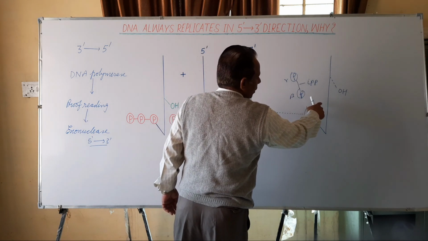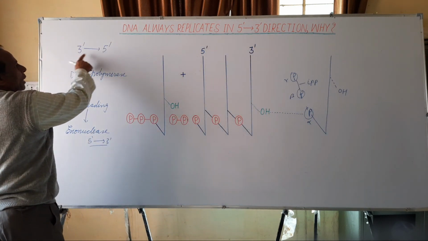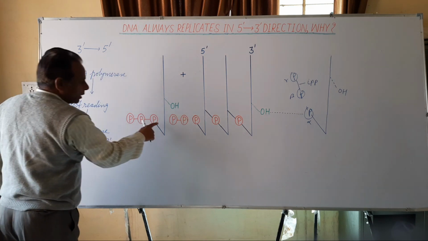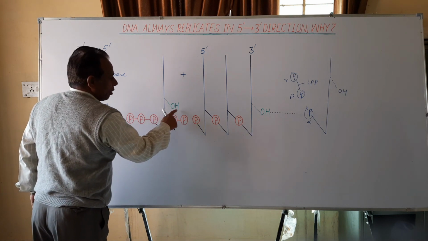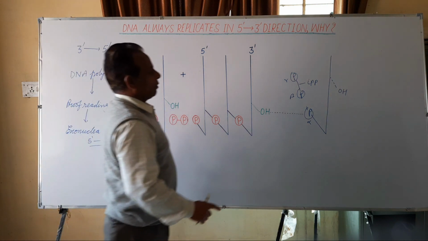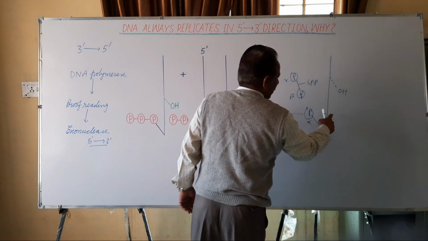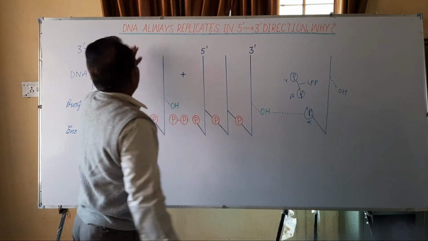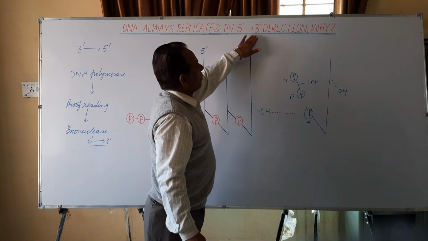Such a situation does not occur when the replication occurs in 3' to 5' direction, because in this condition the incoming nucleoside triphosphate provides the OH group, whereas when the replication occurs in 5' to 3' direction, the incoming nucleotide provides the phosphate group. Therefore, DNA always replicates in 5' to 3' direction.